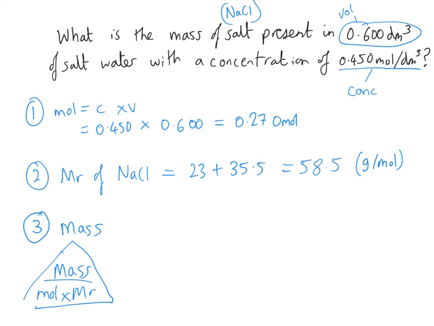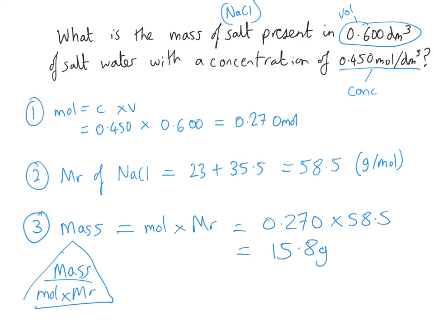The mass, we cover up what we're interested in, and we cover up mass on here, and mass is moles times by MR. And moles we've calculated in step 1 was 0.270, MR we've just calculated is 58.5, and then we get a final answer of 15.8 grams of salt to 3 significant figures. Remember to read the question carefully, they'll tell you the number of significant figures they want you to use.